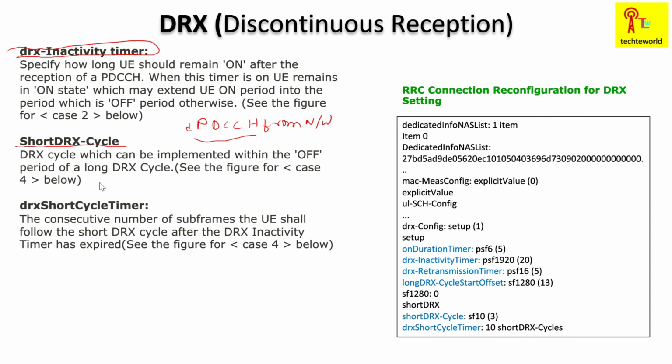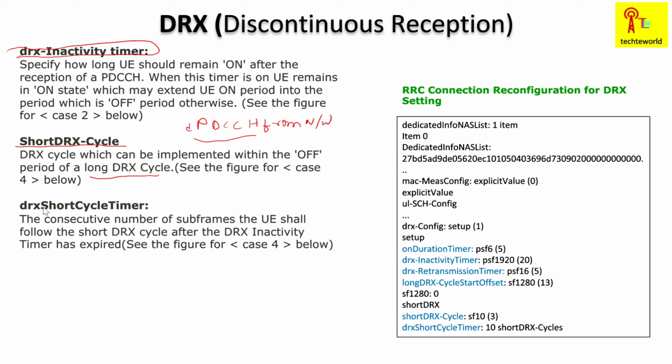The next parameter is the short DRX cycle. What does this short DRX cycle mean? The definition of the short DRX cycle is the DRX cycle which can be implemented within the off period of a long DRX cycle. It means there is a long DRX cycle as well, and within that long DRX cycle, a short DRX cycle can be implemented. This long DRX cycle is of larger duration, and within that larger duration, a short DRX cycle with a smaller duration can also be implemented.